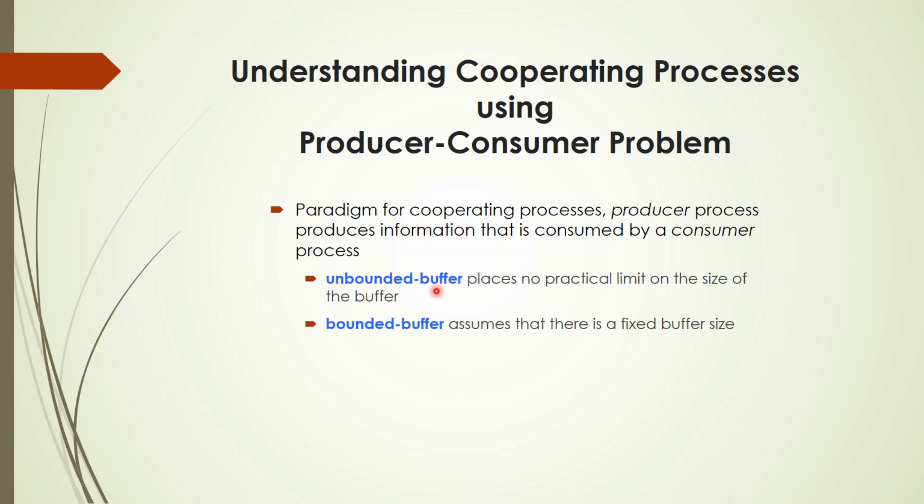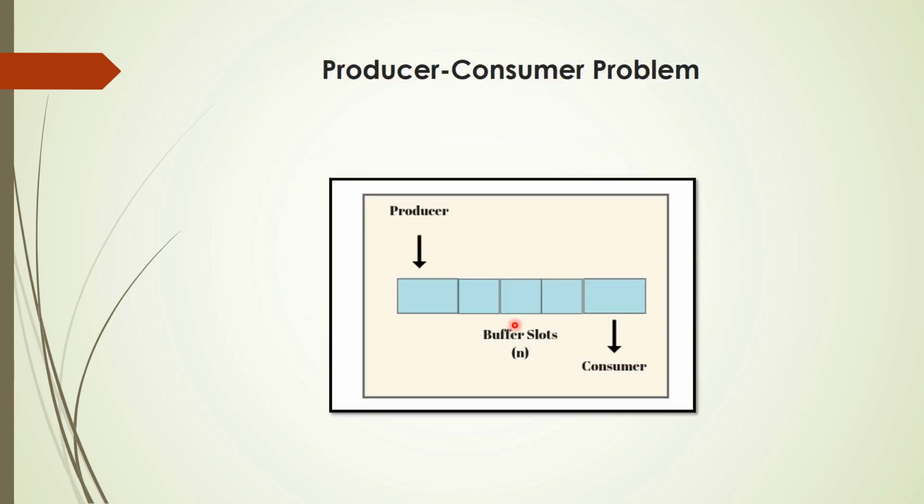Now it depends upon the size of the buffer. In case of an unbounded buffer, there is practically no limit on the size of the buffer, which is practically not possible. In case of a bounded buffer, there is a limit to the size of the buffer. Let us look at this example to understand more. We have a buffer. In this example, there are n slots, n is equal to 5. Suppose this is the data produced: D1, D2, D3, D4, D5.